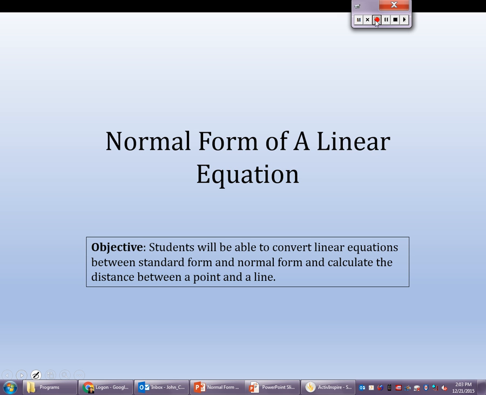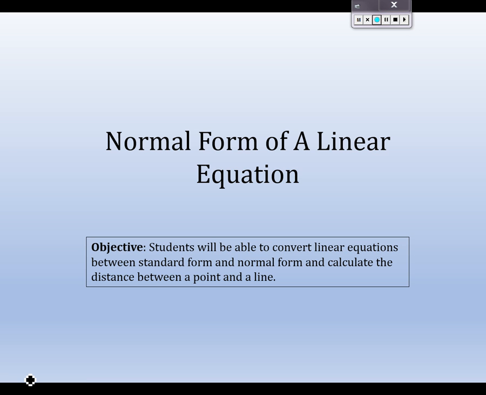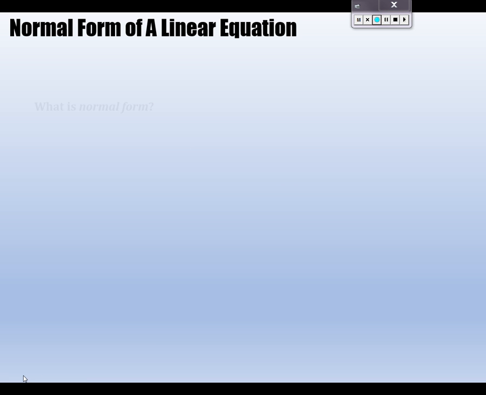Standard form, point-slope form, slope-intercept form. Another form of an equation of a line that maybe you should have learned in Algebra 1 or something. Well, no, not really, because you'll see that normal form involves a definition that includes an angle. So I'm going to start by showing you a picture.